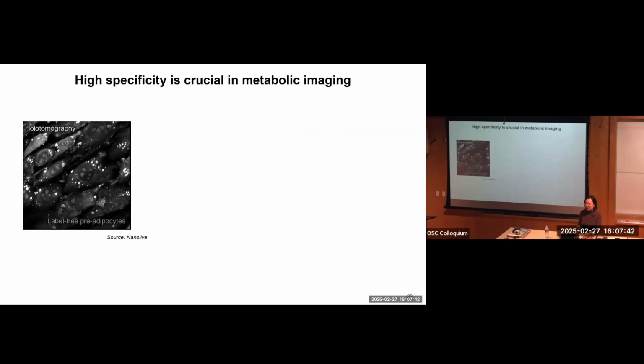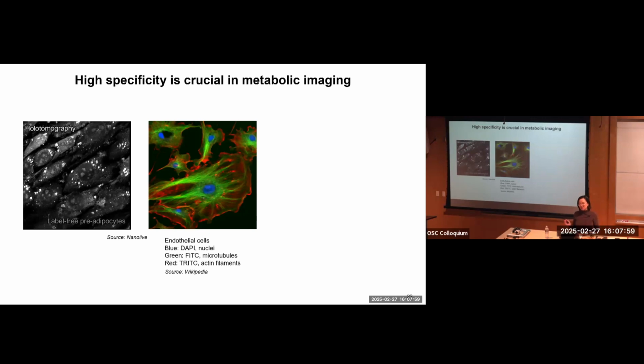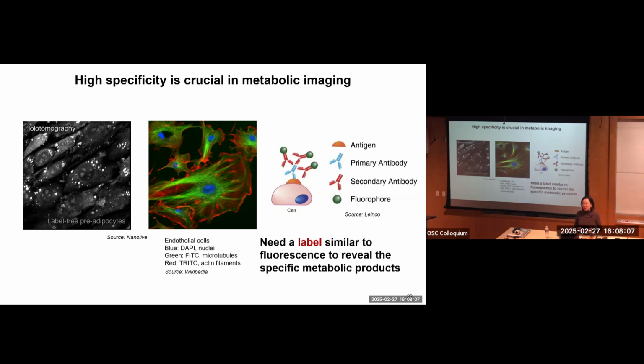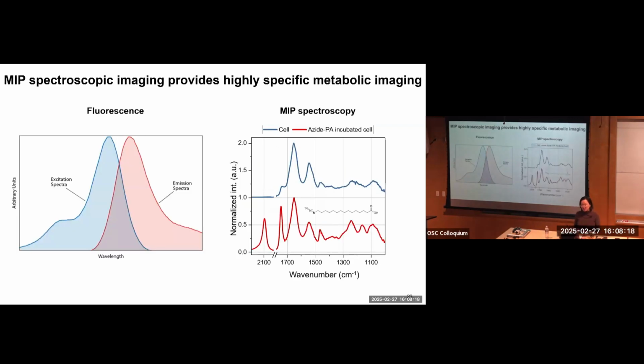Another important aspect when we talk about metabolic imaging is high specificity. When we look at a cell image taken with phase contrast, we cannot really differentiate the metabolic products from other endogenous molecules. Fluorescence imaging is very powerful in specificity, but as we have talked about, the bulky fluorescent labeling will perturb the metabolic process. Therefore, we need a label that has similar performance in terms of specificity, but whose size is much smaller compared to fluorescent labeling. And MIP spectroscopy imaging provides a very promising way to do this.